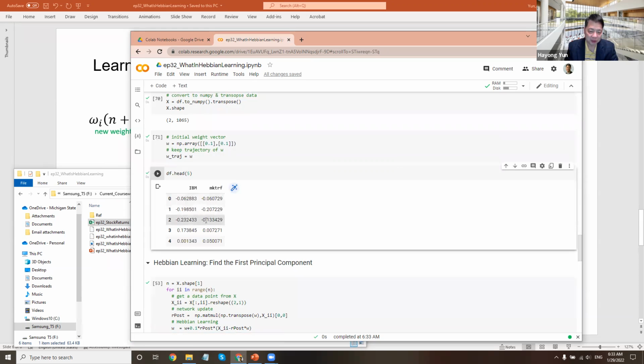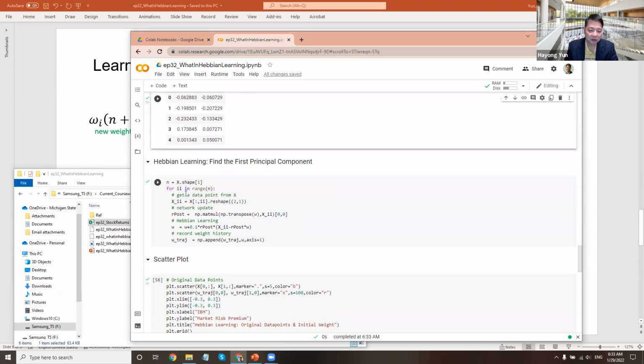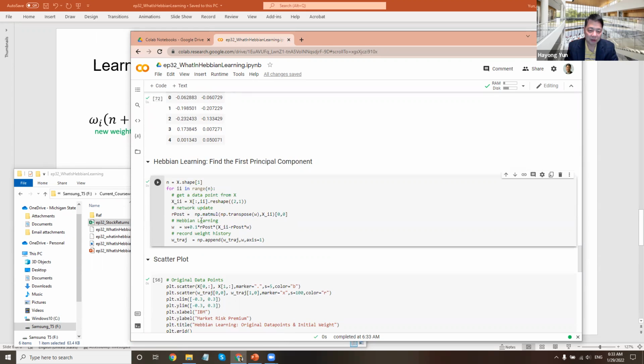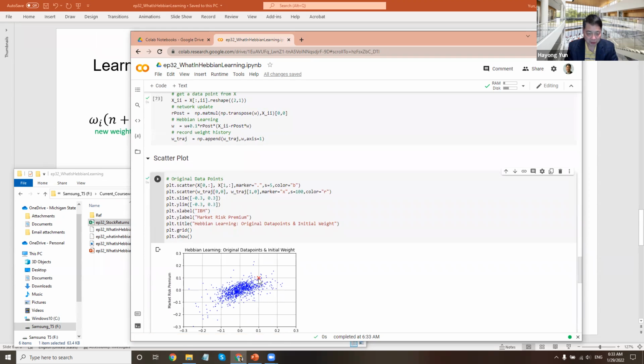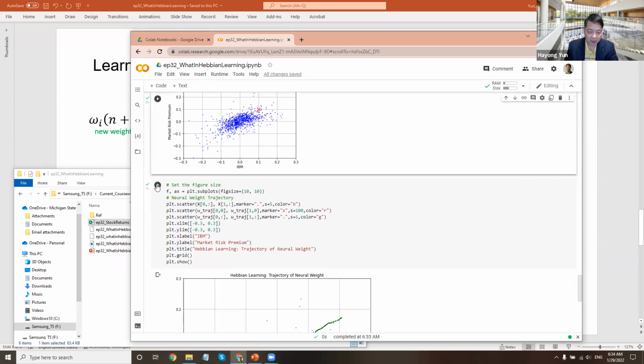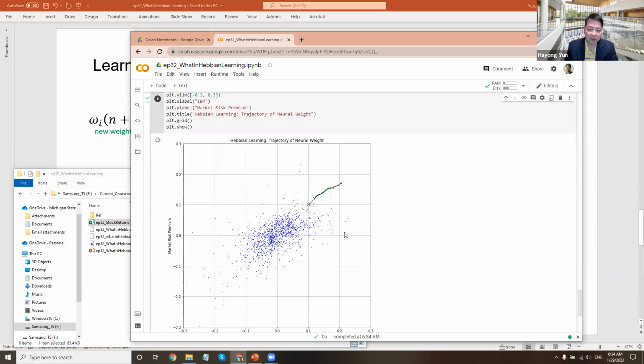So if you're curious, this is what the data looks like. I'm going to copy that Hebbian learning component here. It's still the same. So I tried all the data points. It's already done. And let's scatter plot here. So our initial vector is here. The cloud is here. The direction is here. And the trajectory is basically, well, approaching the cloud here, the direction of the principal component of the cloud.